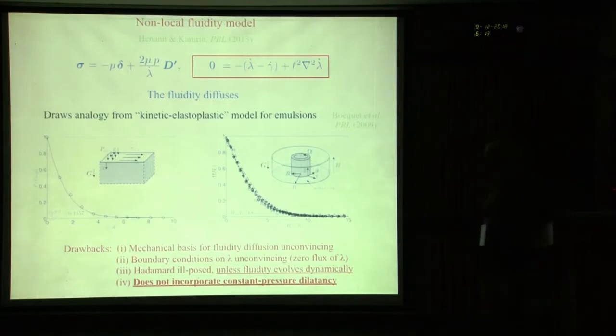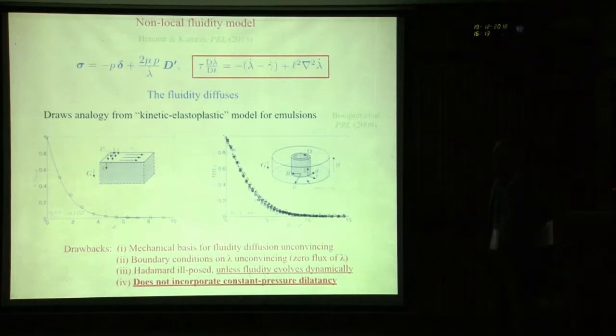The other shortcoming is that unless he makes the evolution equation for the fluidity time dependent, it too is Hadamard ill-posed. And fourthly, the most important shortcoming is that it also does not incorporate constant pressure dilatancy. Now, I've been going on and on about constant pressure dilatancy.